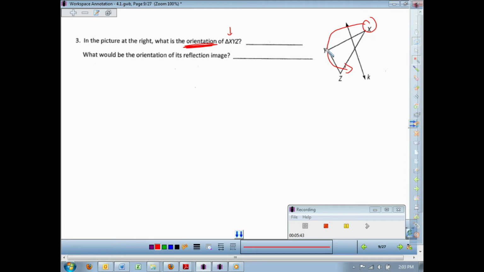XYZ, from X to Y to Z, going around the clock. Is that clockwise or counterclockwise? Well, that's counterclockwise. Good deal. What would be the orientation of its reflection image? Remember, the beginning guy is the pre-image.